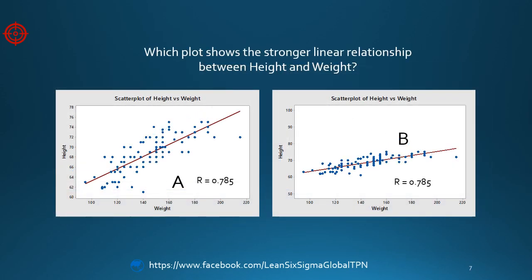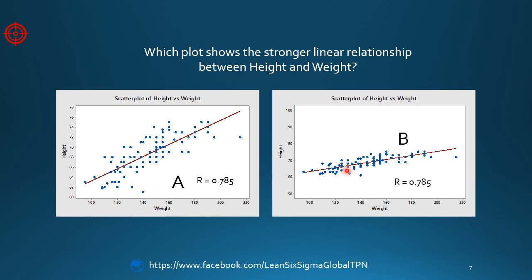An important characteristic of the correlation coefficient is that it is not affected by the scale used on the axis when the data are plotted. To demonstrate, look at these plots. So, which plot shows the stronger linear relationship between the two variables? The data in this graph seem to have a stronger relationship than the data in this graph, right? And yet, both have the same correlation coefficient.